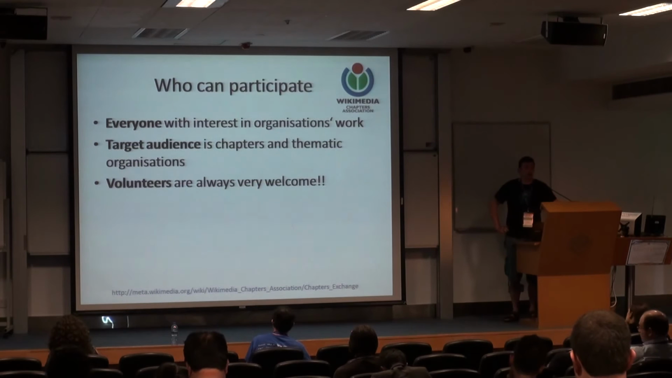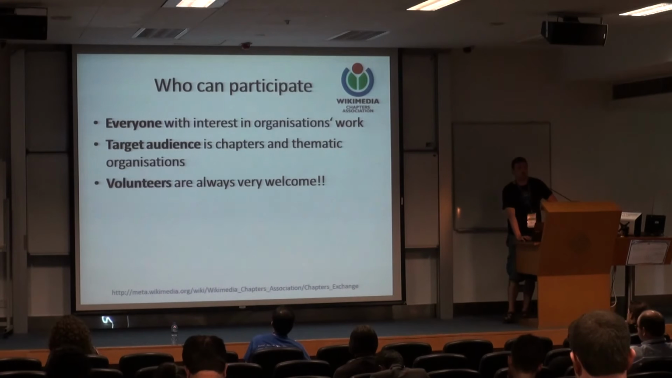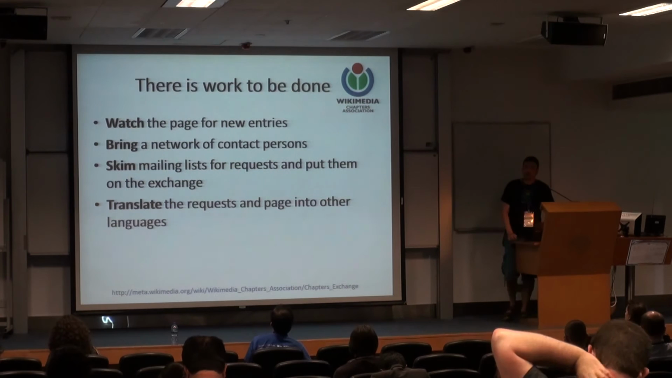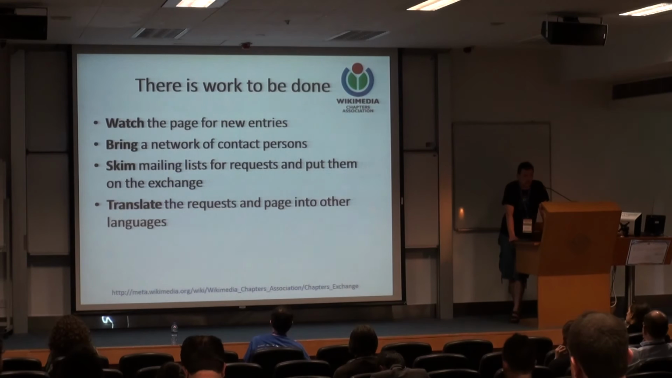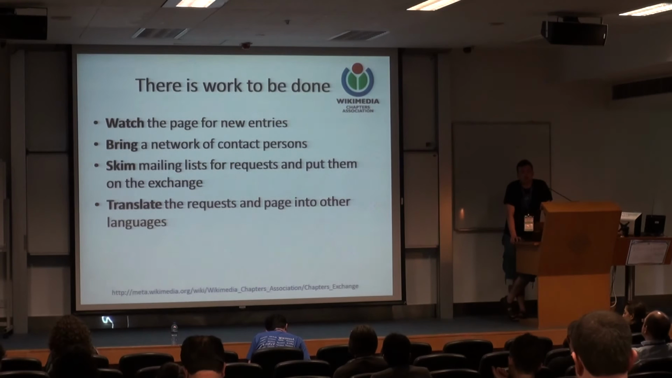Of course, and here we are for the advertising, it's more work than you might initially think to run a chapters exchange. It's not only a page, and volunteers are always very welcome. Volunteers that are interested in helping in this kind of inter-chapter, inter-organizational exchange. So what are we looking for? What are tasks that need to be done? First of all, of course, the page needs to be watched. If somebody puts up a new entry, other people need to realize that. We also advise you, if you put something up, just write a mail on the chapters list of Wikimedia, just to raise a bit of awareness for that.